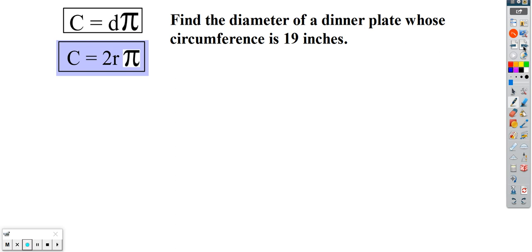All right, I want you to pause the video, and this time it says find the diameter of a dinner plate whose circumference is 19 inches. They want you to find the diameter, given that the circumference is 19 inches. Go ahead and practice this problem. Given the circumference, find the diameter.